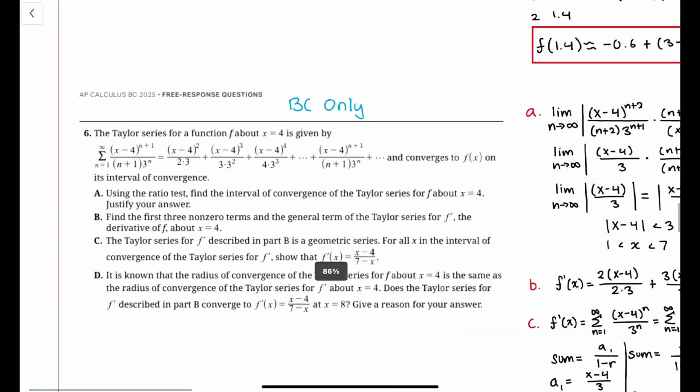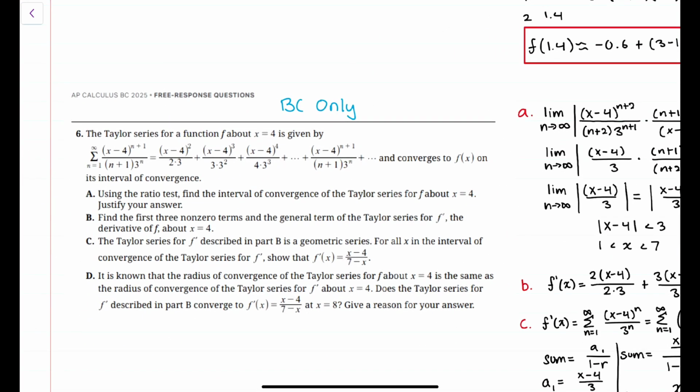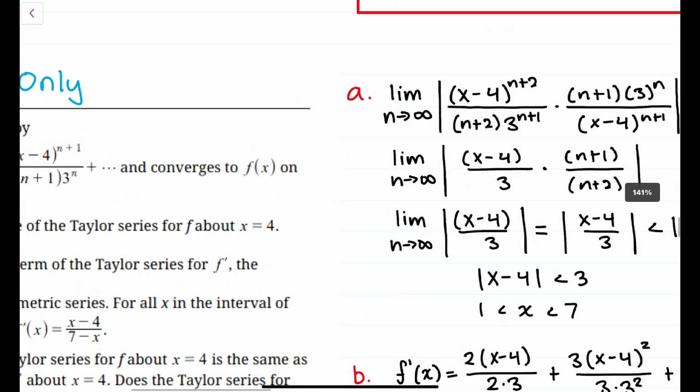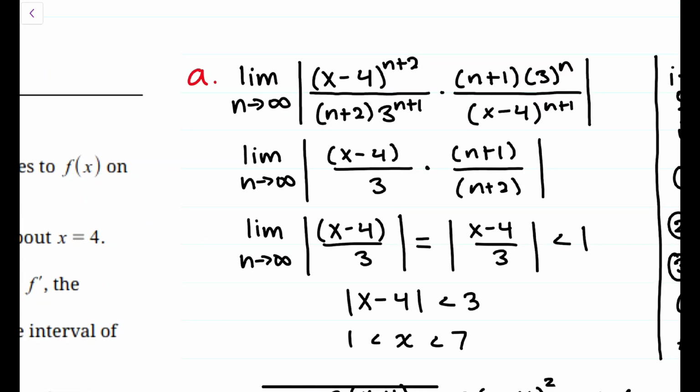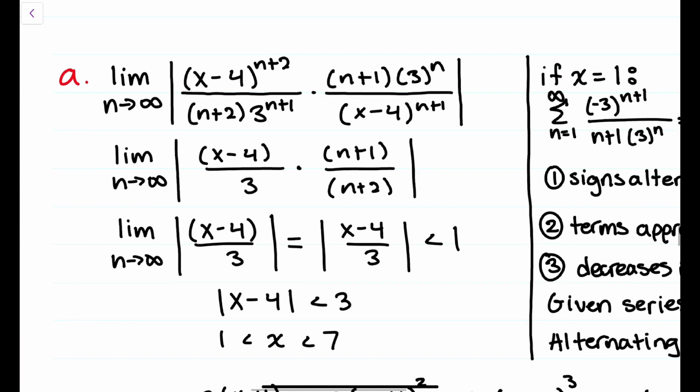So for the sixth FRQ, we have a Taylor series. Part A asks us to use ratio test to find the interval of convergence. So we use ratio test, which is the limit as n approaches infinity of a of n plus 1 over a of n. And it simplifies, and we get our convergence as x from 1 to 7. And then we have to see if 1 is included or not, and if 7 is included or not.